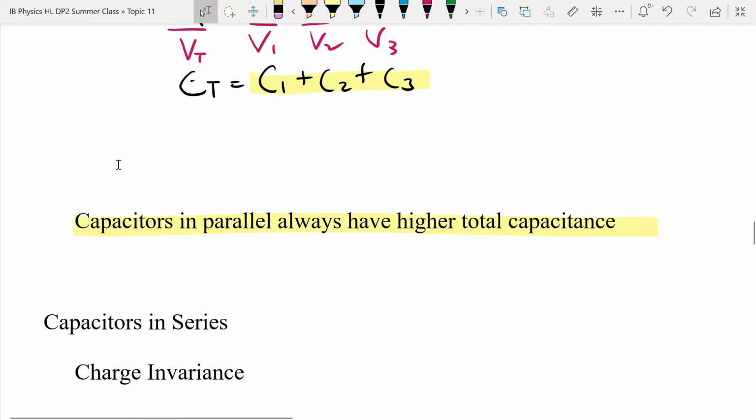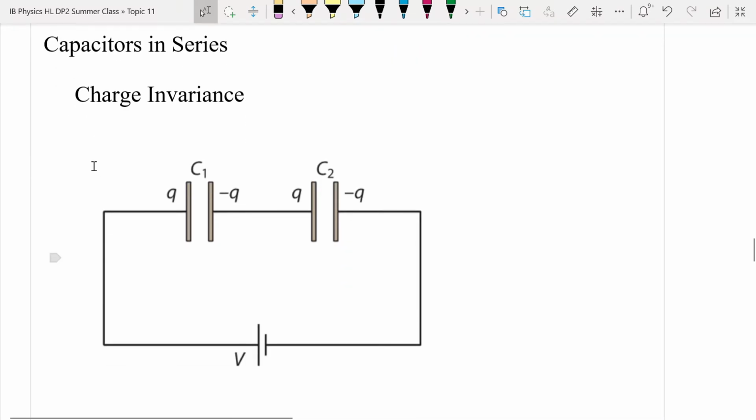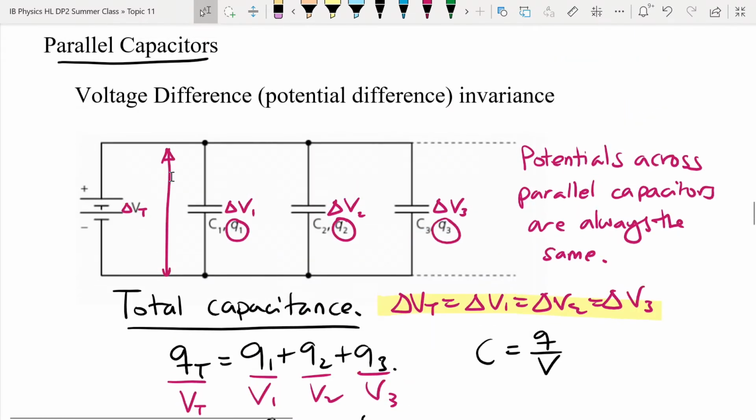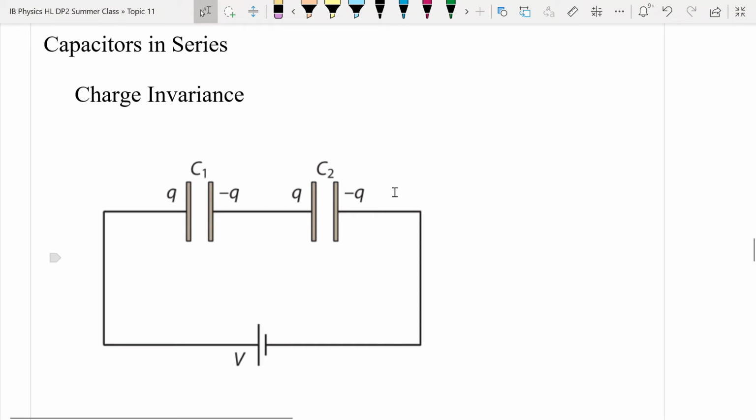Okay, next thing is, we have parallel, we also have series, right? On the top, the parallel ones were parallel to each other, in the same direction. In series they're one after another, like this. So these are capacitors in series. So what helps us solve the total capacitance here? We want to know the total capacitance of this circuit, right?